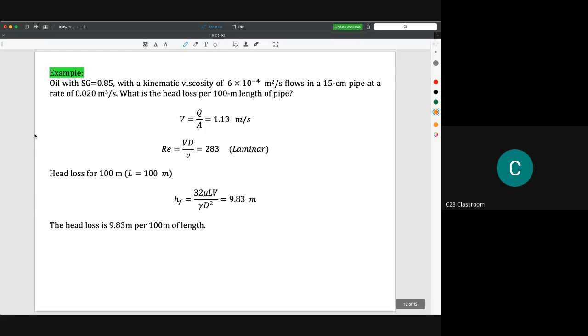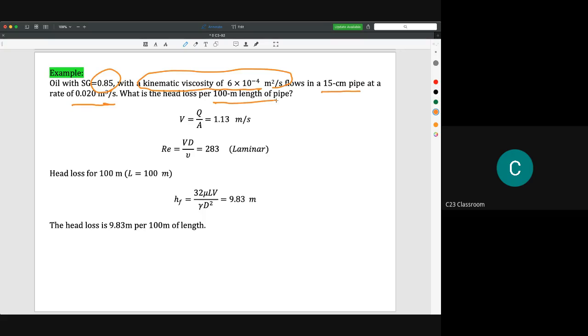Okay. So this is another example about the losses. We have the specific gravity, and then we have the kinematic viscosity. Please be careful because in fluid mechanics we have two types of viscosity. One is dynamic, one is kinematic viscosity, and then it flows in a 15 centimeter pipe at a rate of 0.02 meter cube per second. And what is the head loss per 100-meter length of pipe?